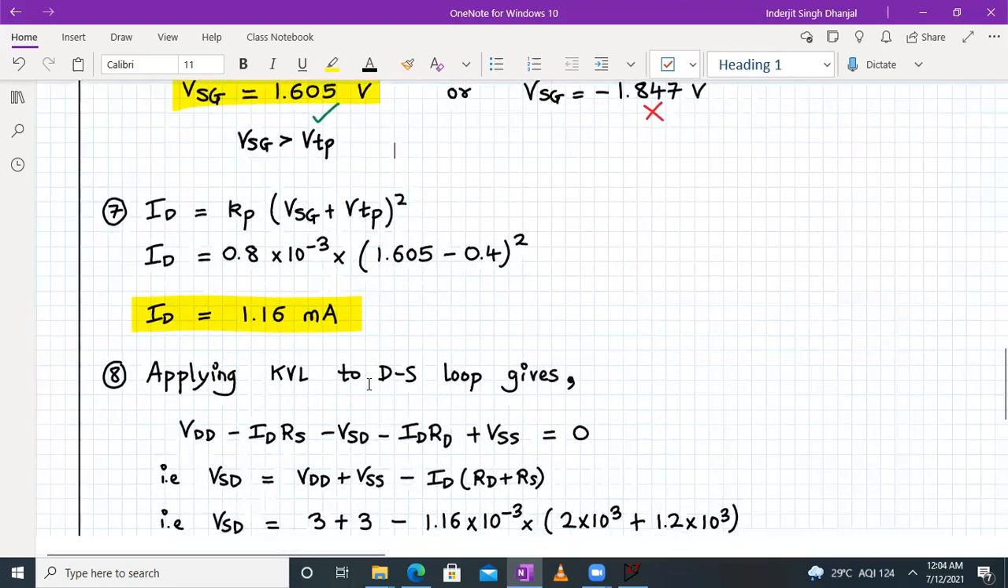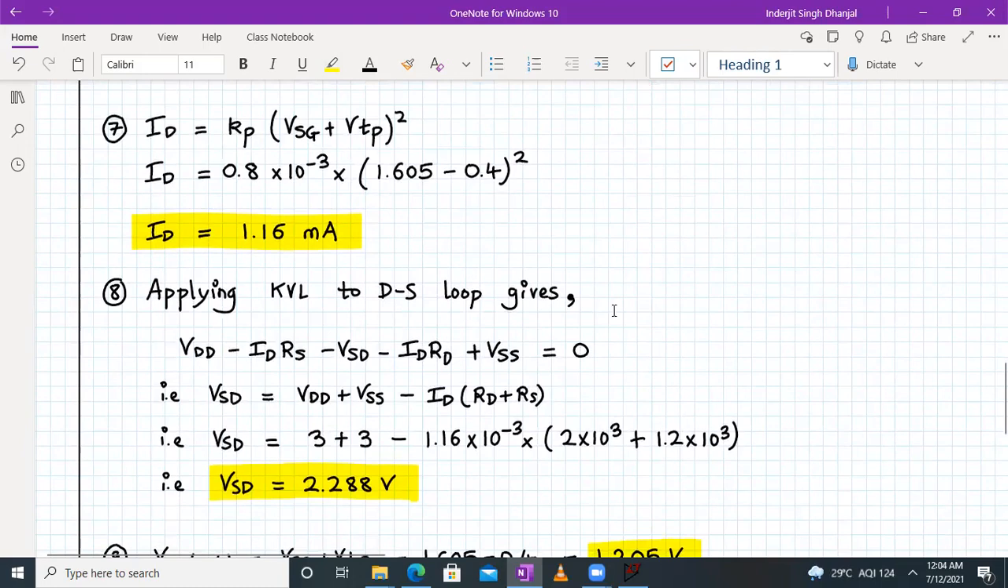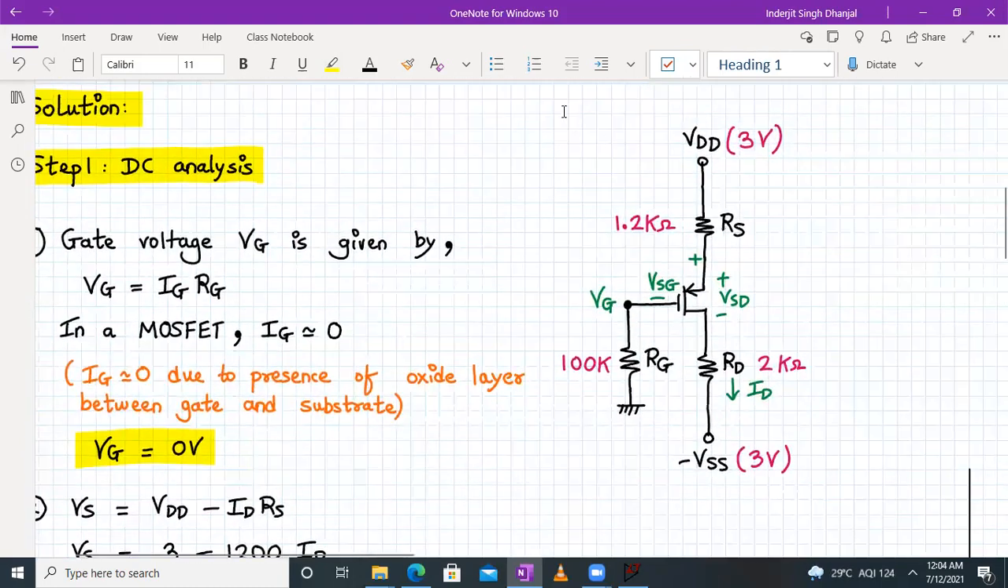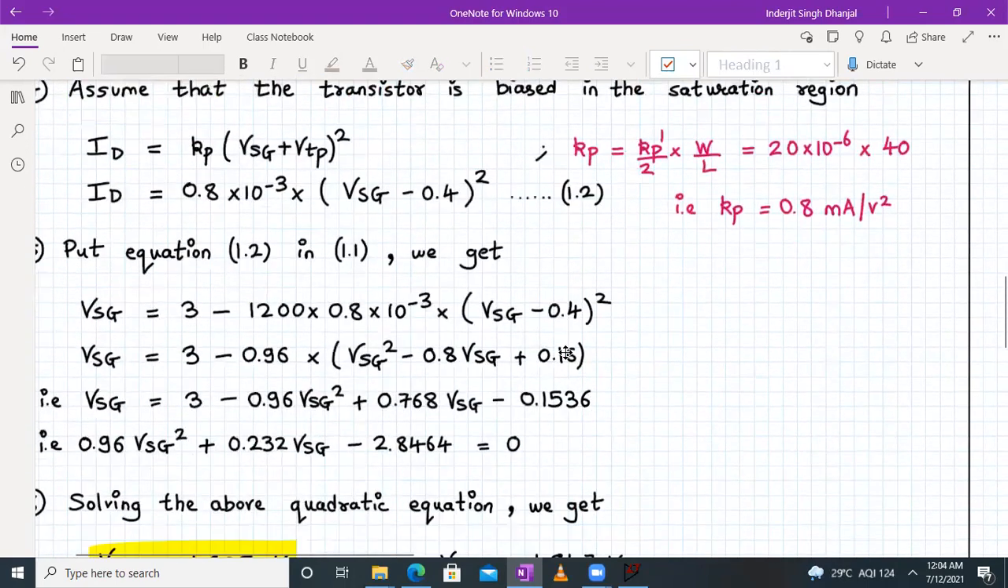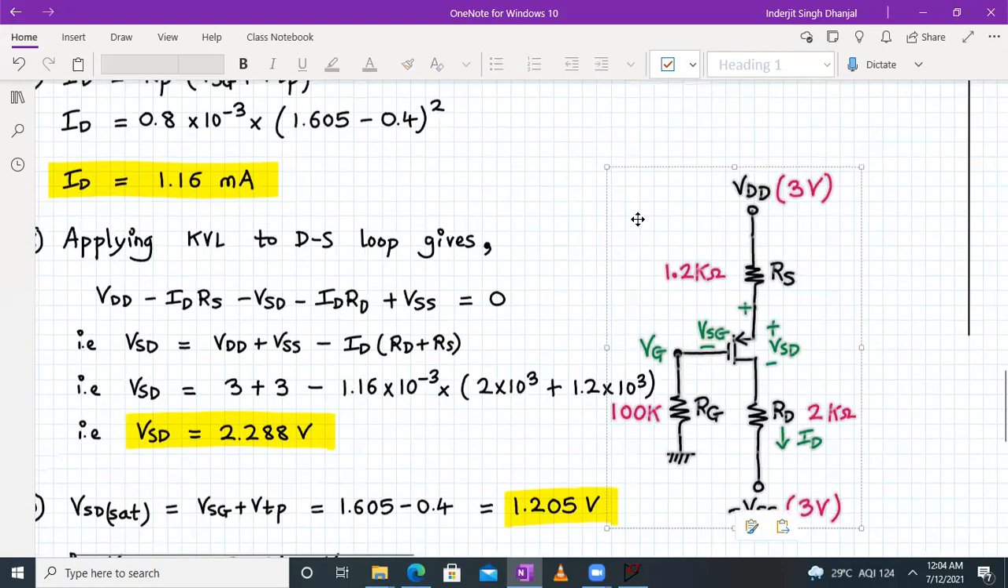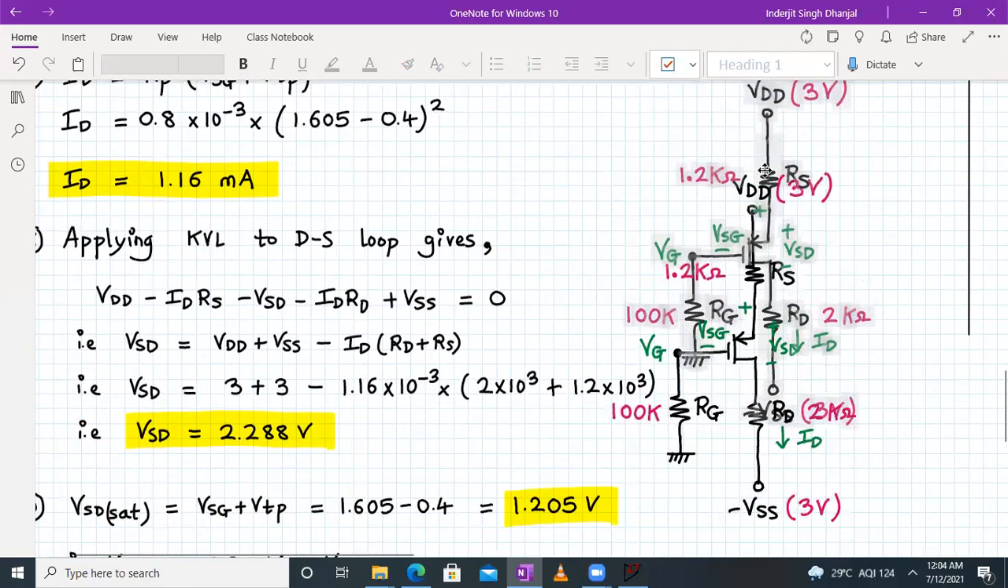Now we apply the KVL to the drain source loop. So what I will do is copy this circuit for the time being over here, and then I can remove it easily. That is not an issue. In OneNote, you can easily add and remove. So let me add this circuit over here, and later on I'll remove it.